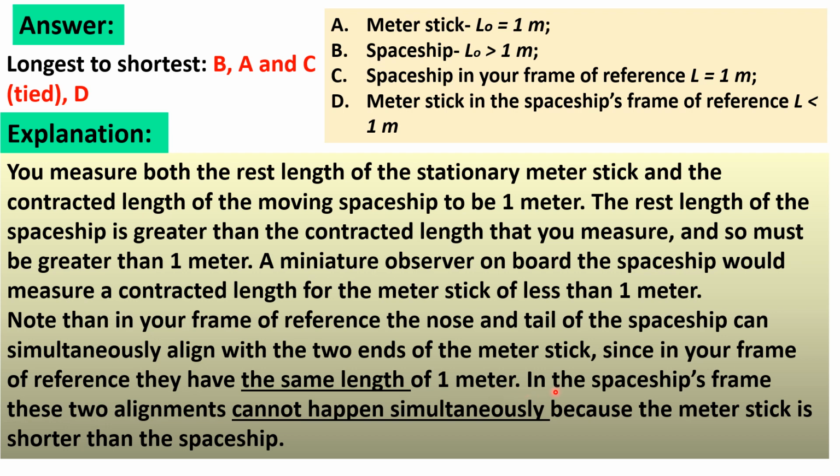But in the spaceship's frame, these two alignments cannot happen simultaneously, because the meter stick must be shorter than the spaceship. So I hope the explanation for these answers sounds sensible to you.